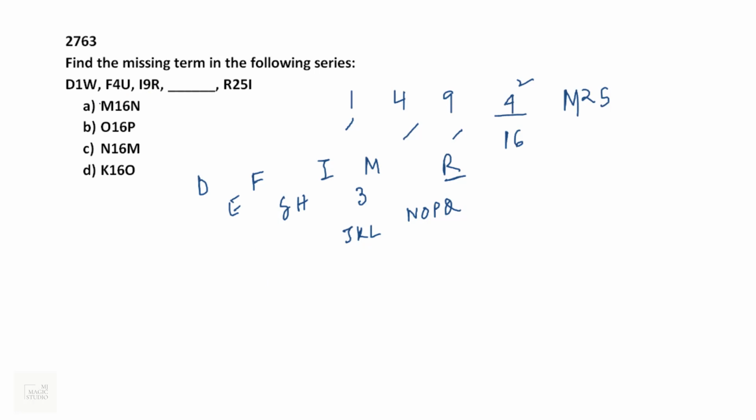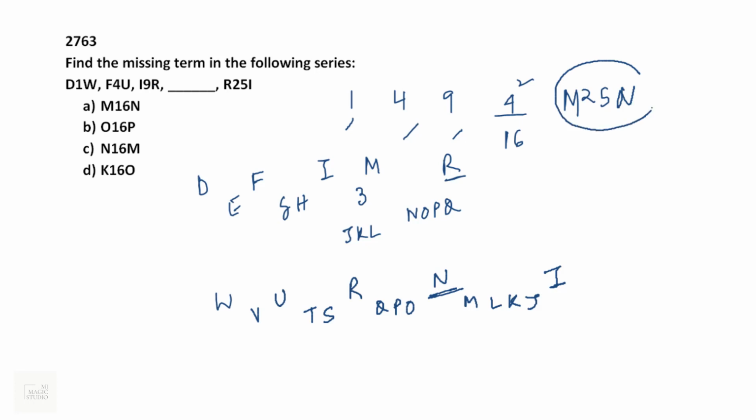Then now we look at this. This is moving back. W, then V, U, T, S, R, Q, P, O. We should have N, and then M, L, K, J, which will give I. Wonderful. We should have N. So the number which we are looking out for is M25. Sorry, it should be M16N and not 25. This is the next number. We are looking out for this. M16N features in option A.